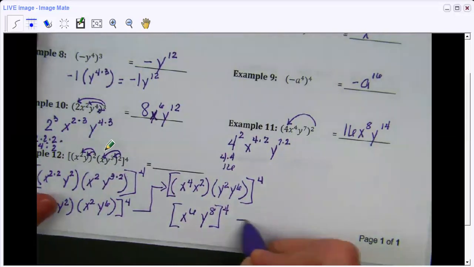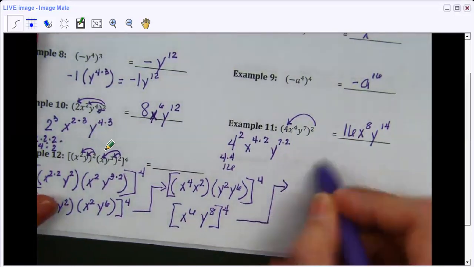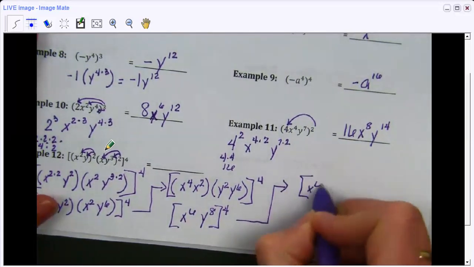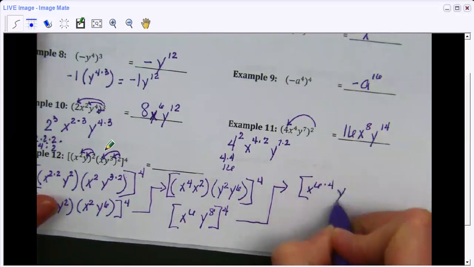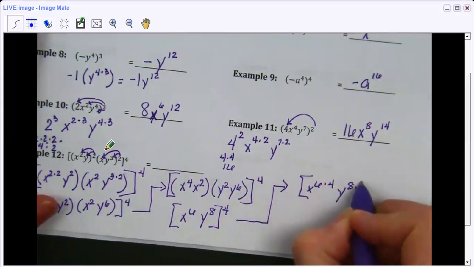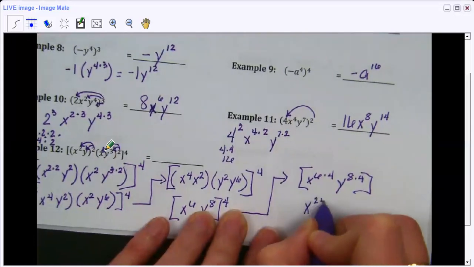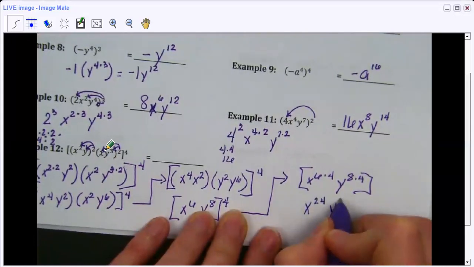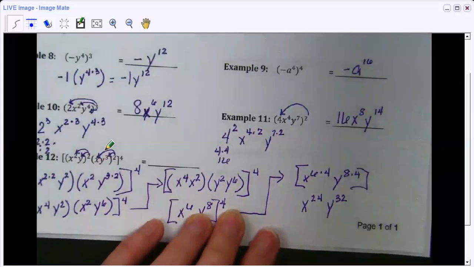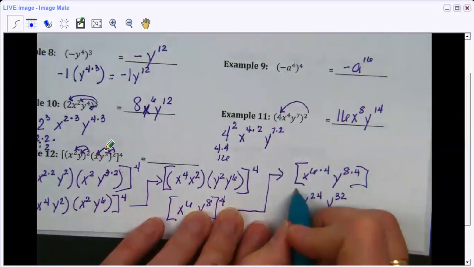All right, and now we're going to finish this off. We have x to the power of 6 times 4, y to the power of 8 times 4. And now our final answer is x to the power of 24, y to the power of 32. So that was a really, really long problem.